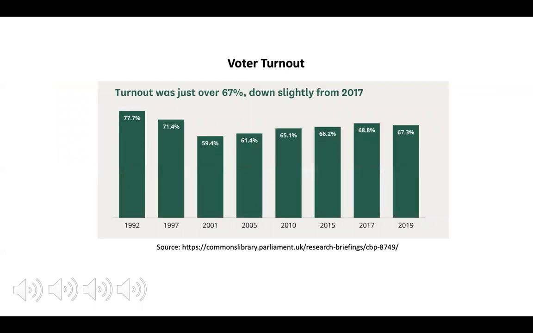Before going into the details of the demographic information, we can take a quick look at the voter turnout. To explain briefly, voter turnout is the percentage of those who are eligible to vote who actually voted in the election. As you can see from the bar chart, in 1992 the voter turnout was 77.7%, but in 2019 it was 67.3%. So there is a slight decline, but there isn't a huge change. There also is a slight decline compared to 2017.